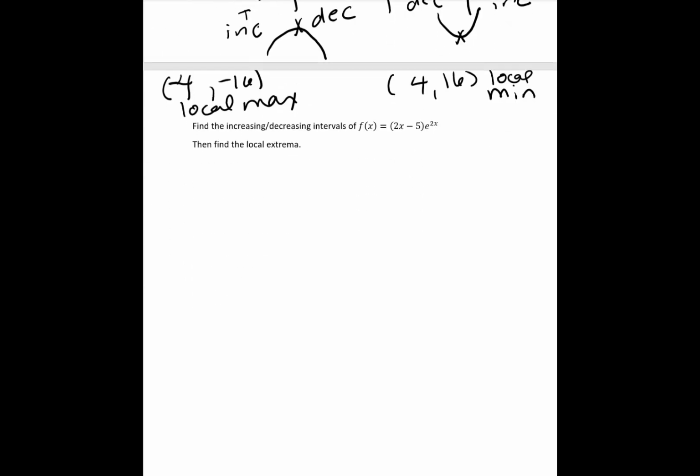Let's make that a little different. Let's put in e. So here I have find the increasing, decreasing intervals of 2x minus 5 times e to the 2x. Okay, did you hear that word times? I keep saying, if you hear the word times, you know you're doing the product rule. So let's start that. F prime of x is equal to, I say let's 2x minus 5, take the derivative as 2, keep the e to the 2x, plus, go back to 2x minus 5, keep e to the 2x times the derivative, which is 2.